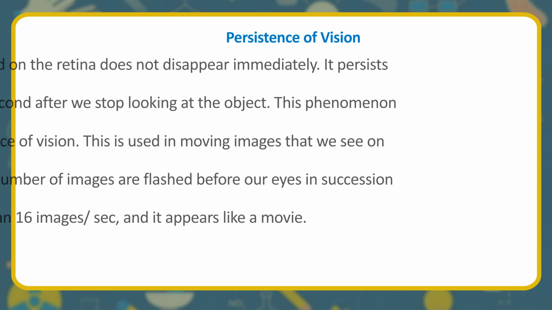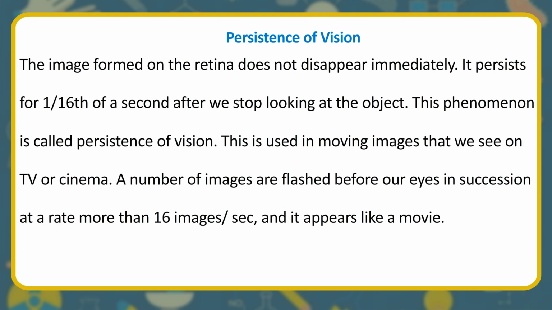Persistence of vision. The image formed on the retina does not disappear immediately. It persists for 1/16th of a second after we stop looking at the object. This phenomenon is called persistence of vision. This is used in moving images that we see on TV or cinema. A number of images are flashed before our eyes in succession at a rate more than 16 images per second, and it appears like a movie.